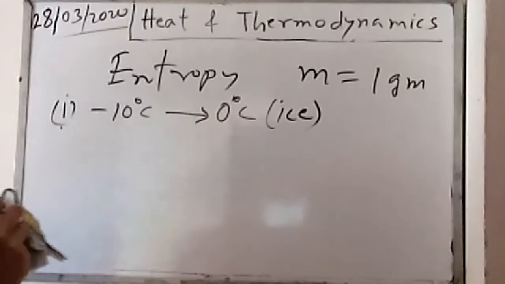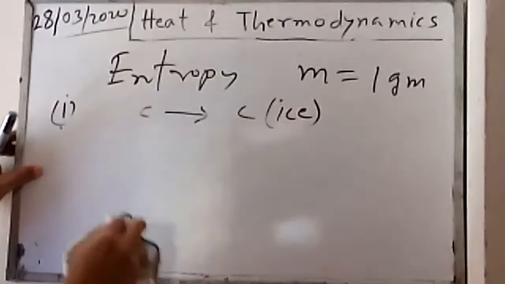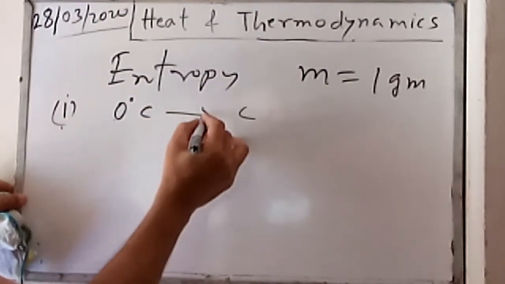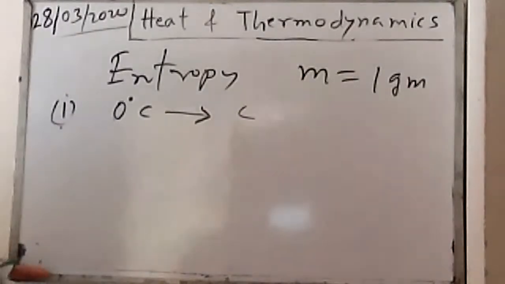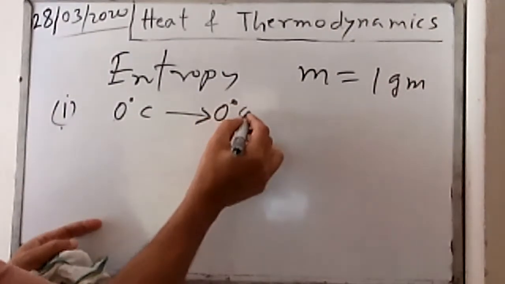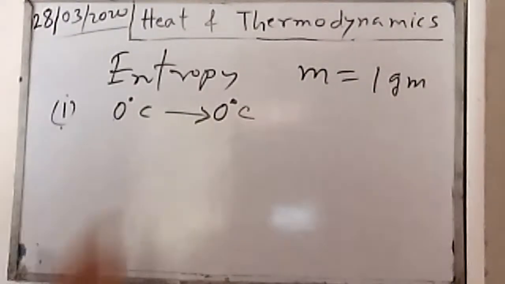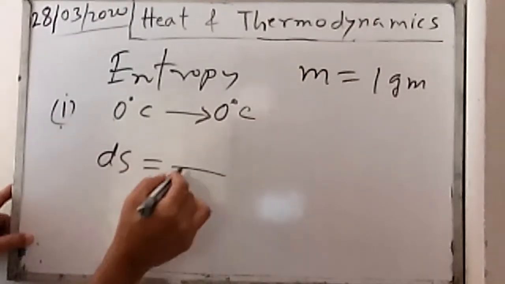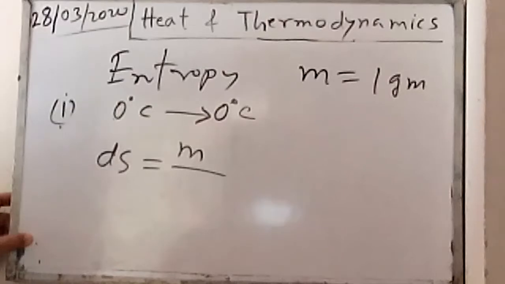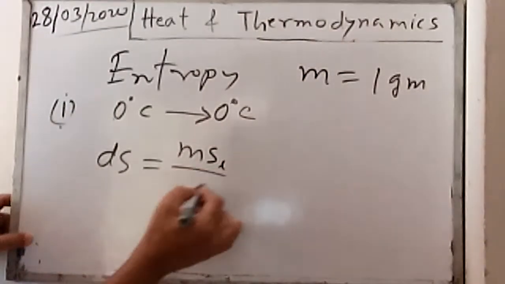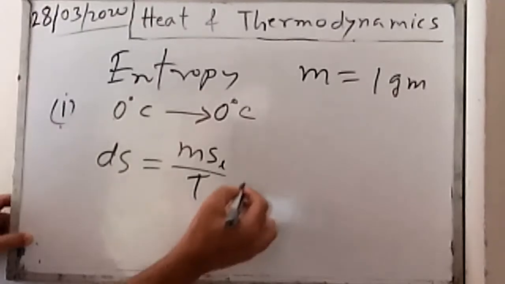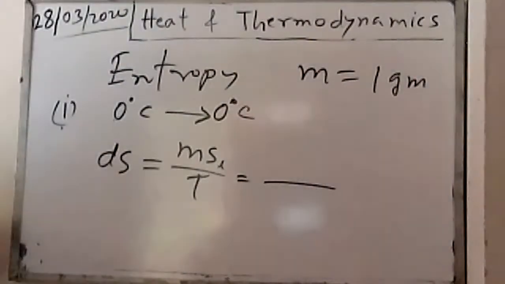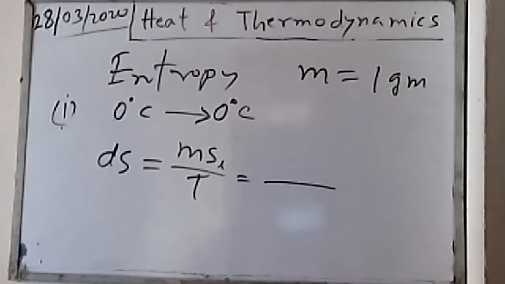Now for 0 degree Celsius ice to 0 degree Celsius water, the equation for change in entropy will be equal to mL by T. Mass is given 1 gram, and L means latent heat.